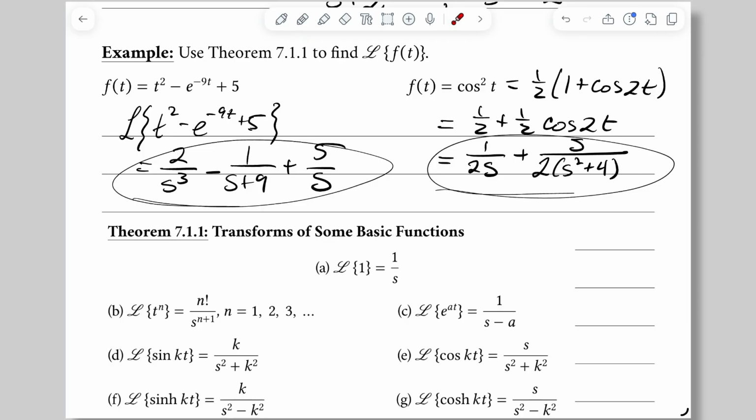Notice, if you were to let s go to infinity, every one of these would go to 0. And further notice that we started with functions of t, and when we transformed them, we ended up with functions of s. This was just an introduction to the transforms. The utility of the transforms for solving differential equations will become evident starting in the next set of videos.